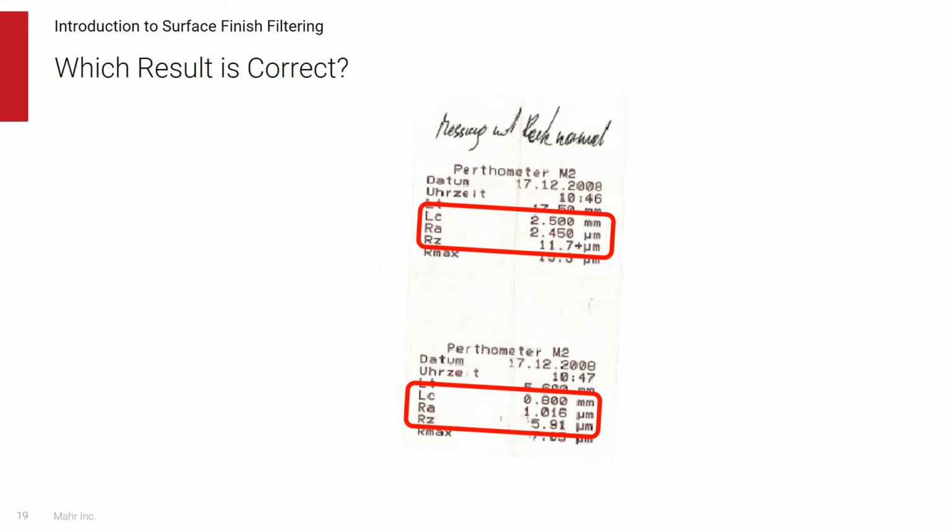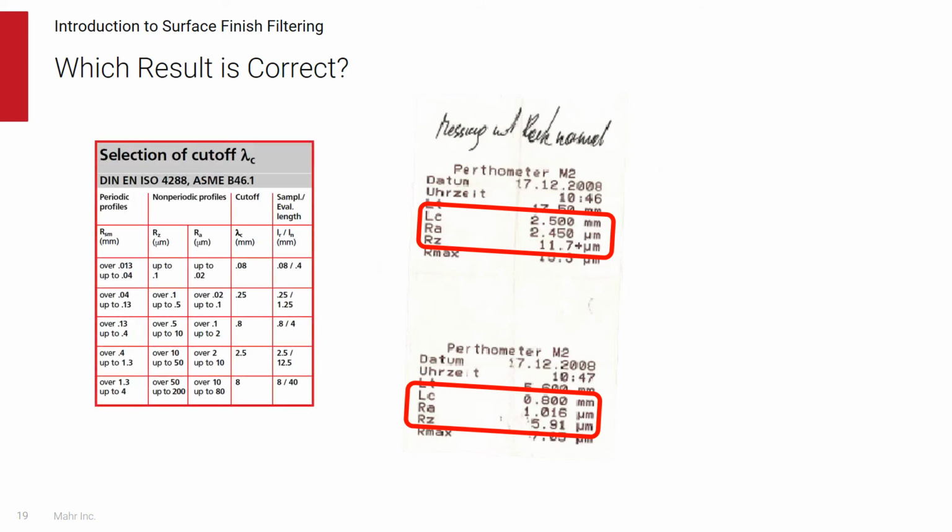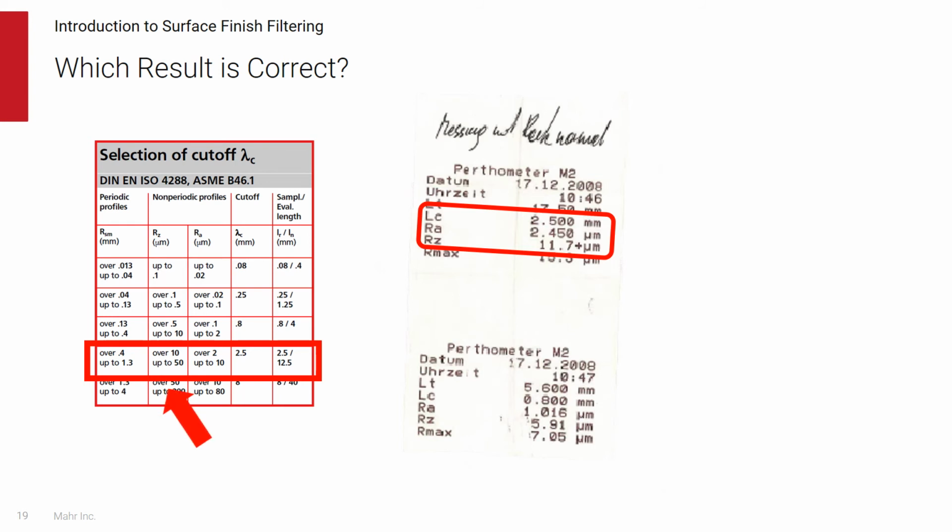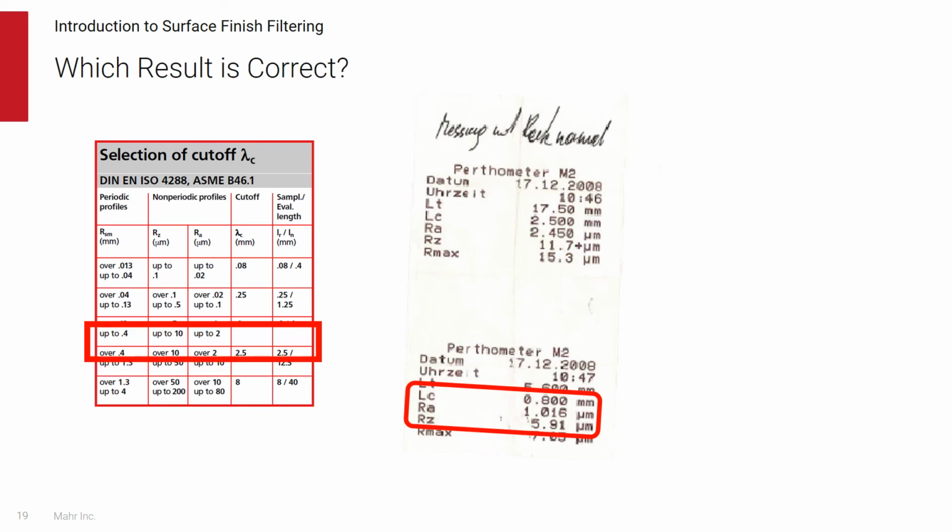To answer this question, we must again refer to the appropriate tables from the standards. When we compare the values from the upper result set to the table, we find that with the 2.5 millimeter cutoff, the parameters are in agreement with the table. When we compare the values from the lower result set to the table, we also find that with the 0.8 millimeter cutoff, the parameters are in agreement with the table. So both result sets are in agreement with the tables.